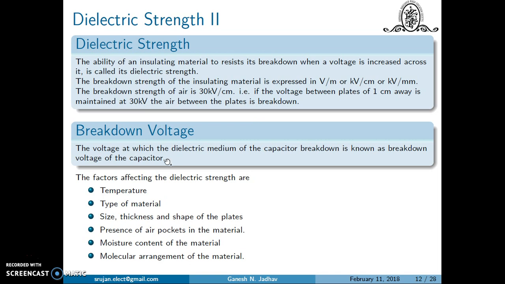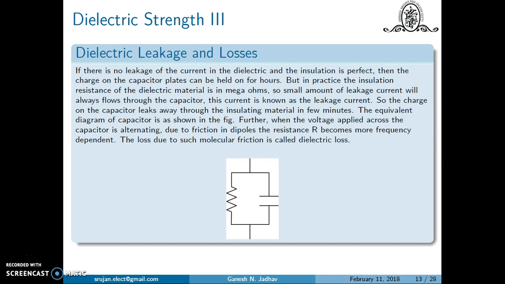So what is the breakdown voltage? Breakdown voltage is the voltage at which the dielectric medium of the capacitor breaks down. How is the breakdown strength affected? It is affected by temperature, type of material, size, thickness and shape of the plates, presence of air pockets in the material, moisture content of the material, and molecule arrangement of the material.